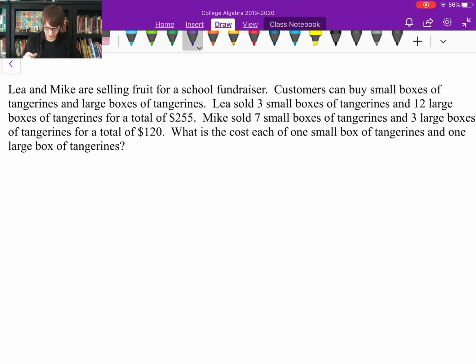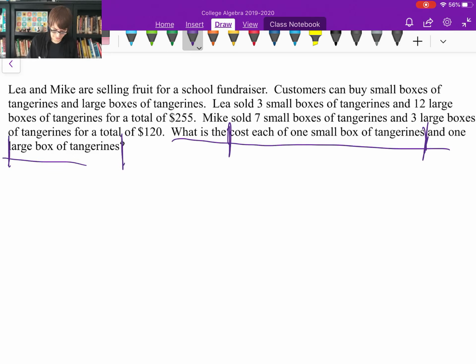Okay, so to solve a problem like this, let's figure out what they're asking for. It says what is the cost of 1 small box of tangerines and 1 large box of tangerines. In other words, it's asking you to find 1 small box and find 1 large box. That's what your variables are. So the cost of 1 small box of tangerines is one variable, and the cost of 1 large box of tangerines is another variable. So let's give them letters. Let's say S is the cost of 1 small box, and L is the cost of 1 large box.